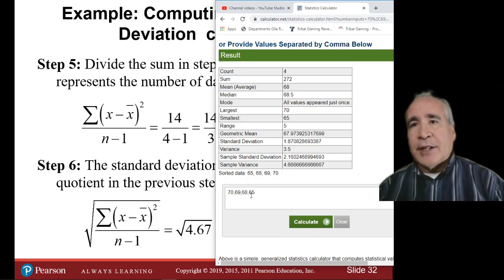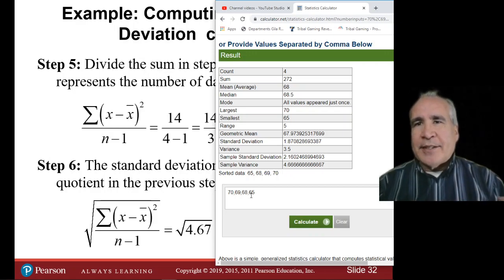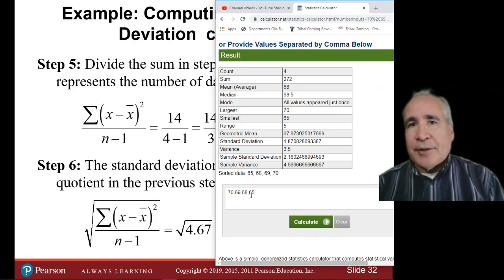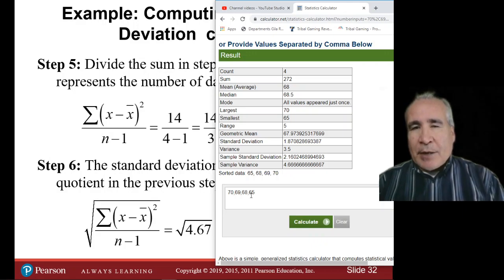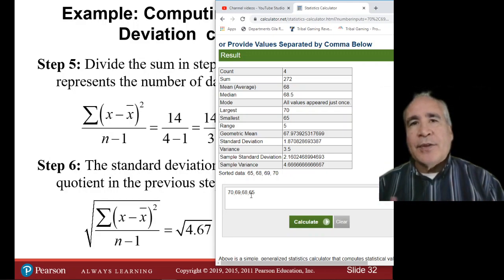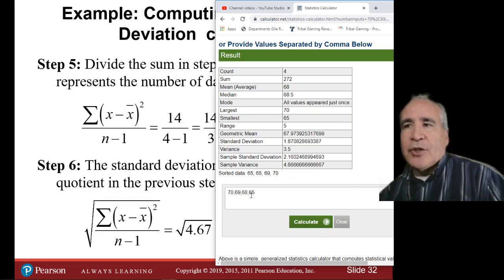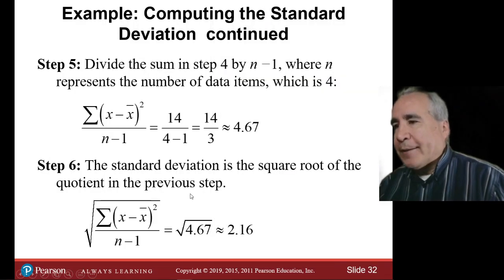What I want you focusing on is not so much the technical details of the calculation. I want to show that to you so you understand what's happening, but I want you to be able to take that data, get these figures, and then understand what those figures mean for making decisions, and be able to use them in a meaningful way.